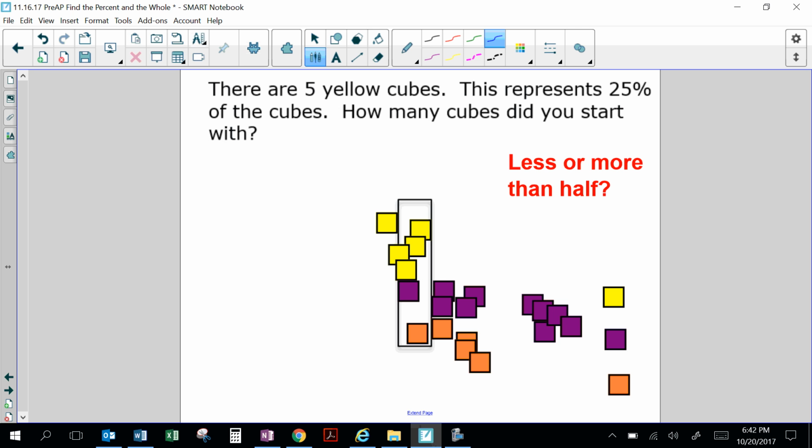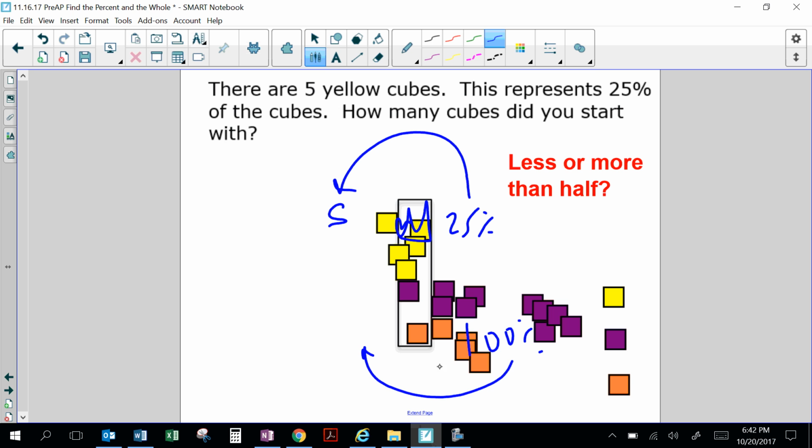But what if I would like to do a shortcut? 25% is 1/4 out of 100%. And there's 5 yellow cubes. What's the relationship between 25 to 5? Divided by 5, divided by 5. So it's 20 cubes. It's the whole that I started with.